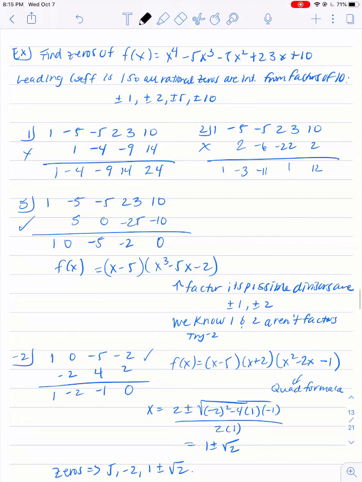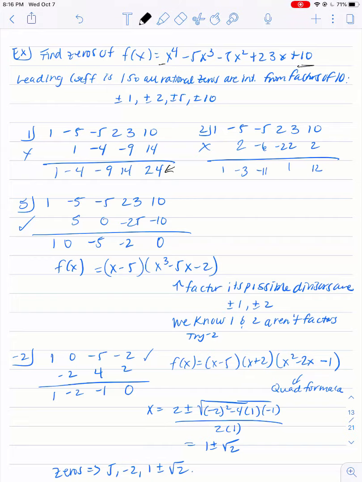Okay. So now, in this example, we're going to find the zeros of x to the 4th minus 5x cubed minus 5x squared plus 23x plus 10. Since our leading coefficient is 1, all of our rational zeros are going to be from the factors of 10. So I have plus or minus 1, plus or minus 2, plus or minus 5, and plus or minus 10. I'm going to start with testing 1.